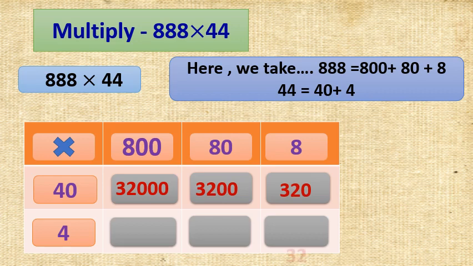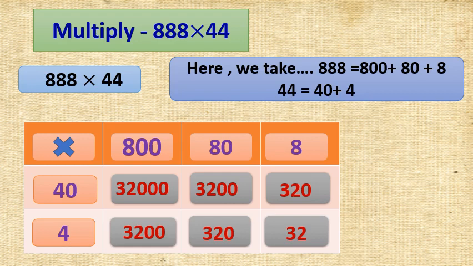That is 4 8s are 32. Again 4 into 80. 4 8s are 32 and 1 zero. And here 4 into 800. 4 8s are 32 and 2 zeros. Okay? Don't make a hurry or don't get confused while doing this.